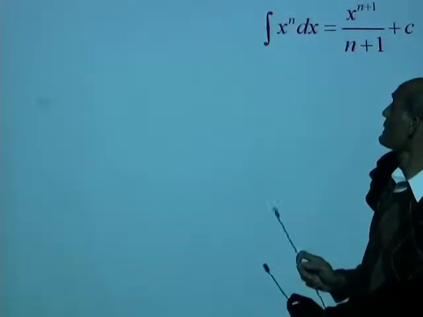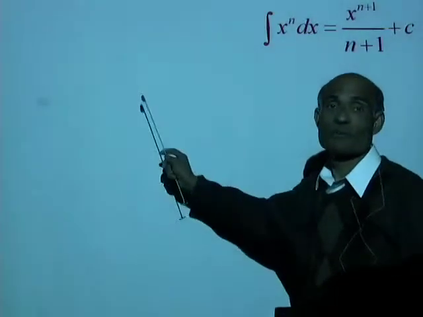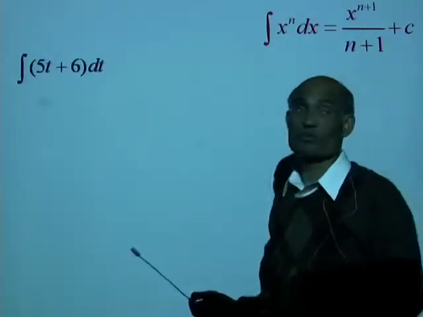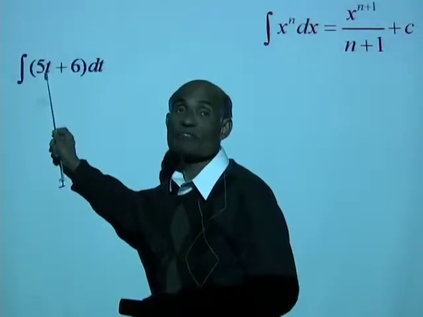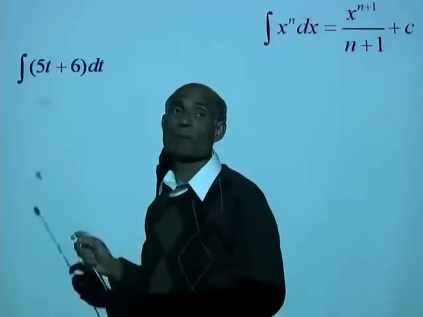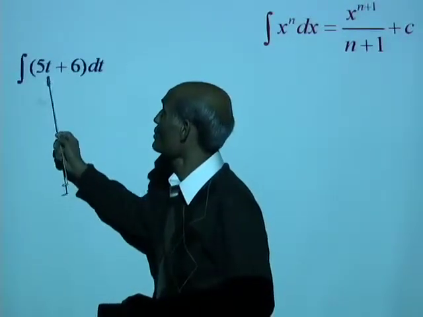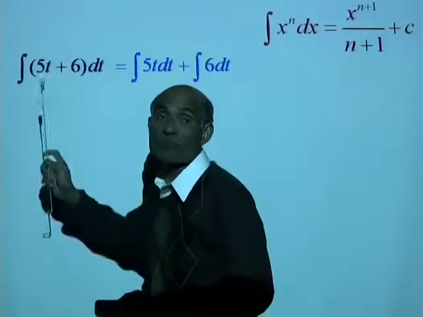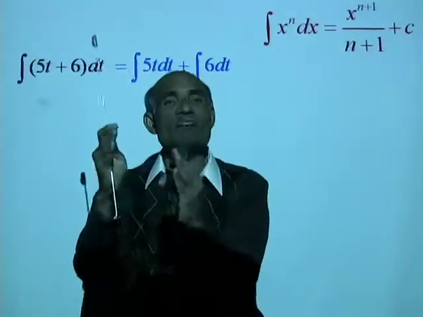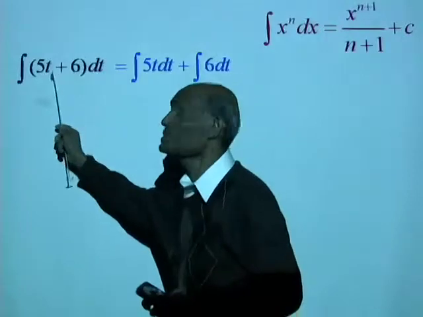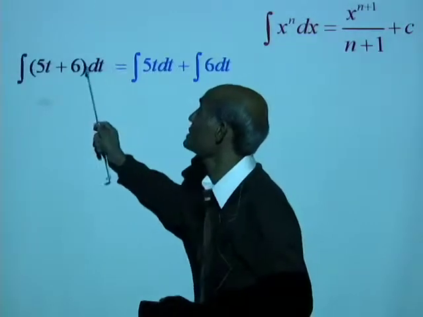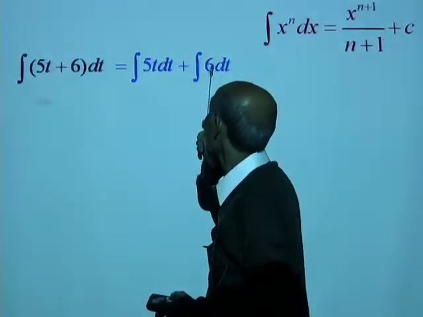Okay, let's move on and use the power rule for integration for a couple of other examples. Integrate 5t plus 6 dt. You can see there are 2 terms in there. So, what do we do? We integrate each term, just like we did in finding the derivatives. Take each term and find the derivative. Similarly, here, take each term and integrate it. This will be integral 5t dt plus integral 6 dt.